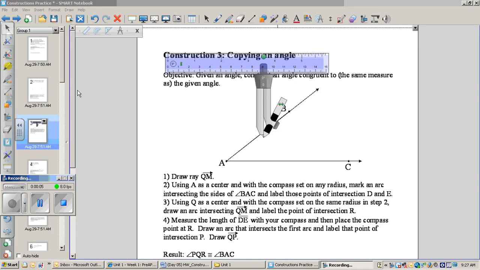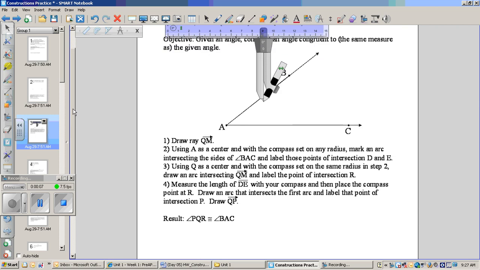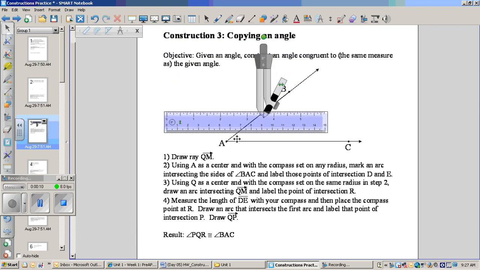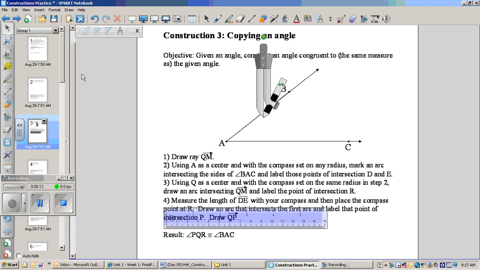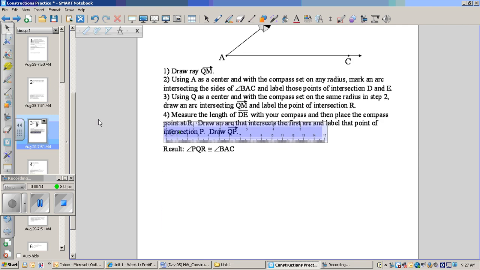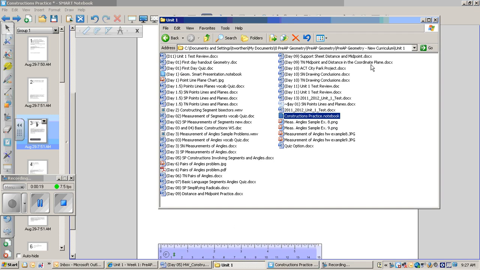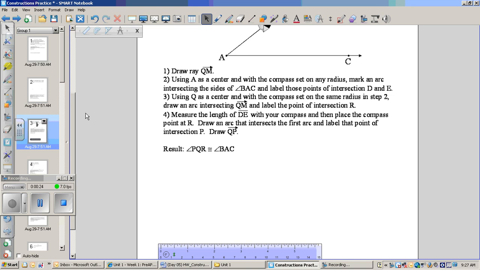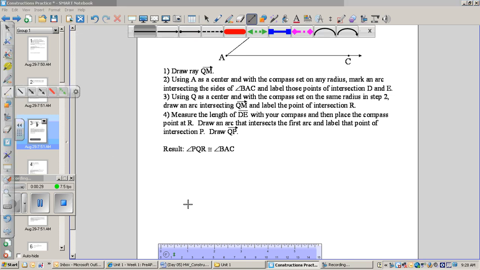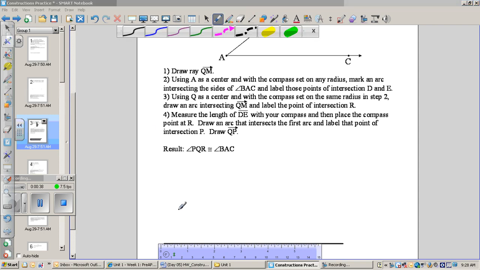Come down, and today we're going to copy an angle, and then we're going to bisect the angle. So the first thing you're going to do is it tells you to draw ray QM. Okay, so come down here, use your straight edge. Now guys, if you don't have a protractor or ruler, do you have to have one of those to use for a straight edge? No, what can you use? Use paper, use your ID. There's just anything straight, okay? And you're drawing ray QM.